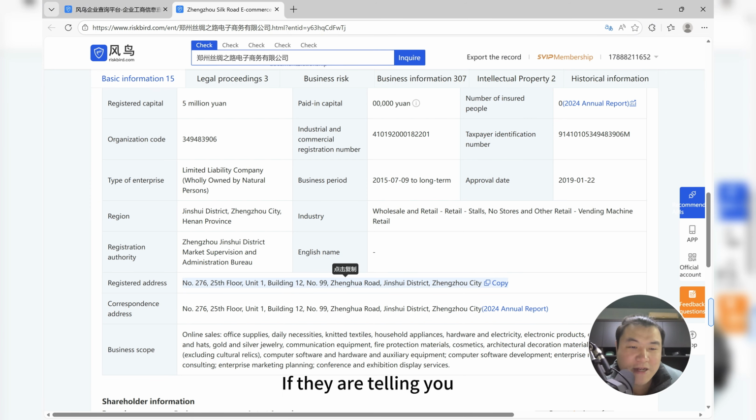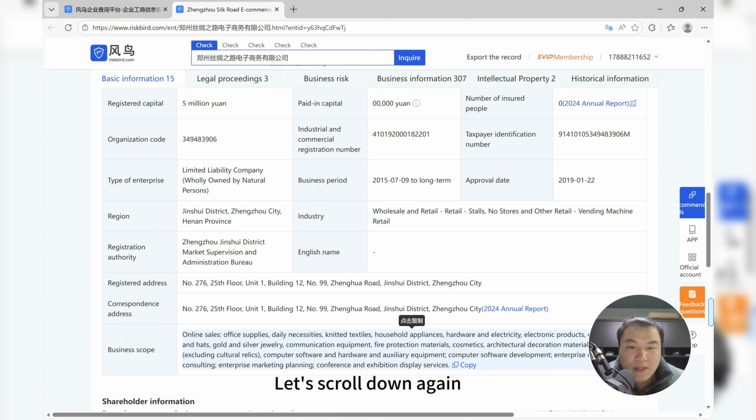So if they are telling you, okay, I'm very big and I have 100 employees, blah blah blah, you can tell, okay, they are not telling the truth, because of their register address. Okay, so this part is not important.